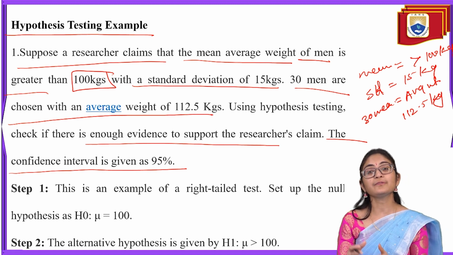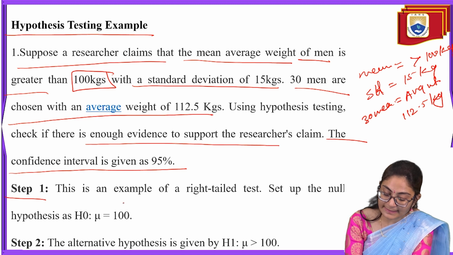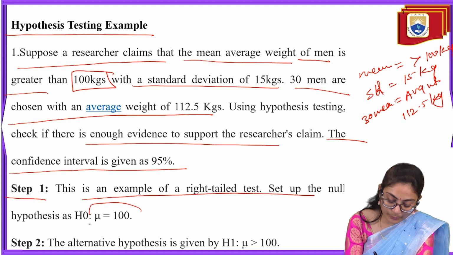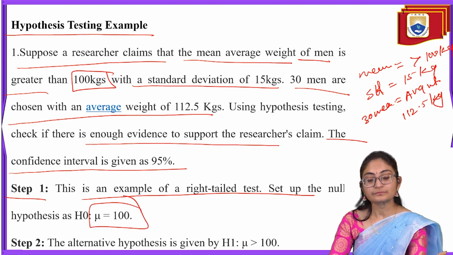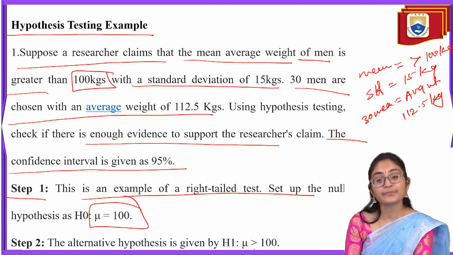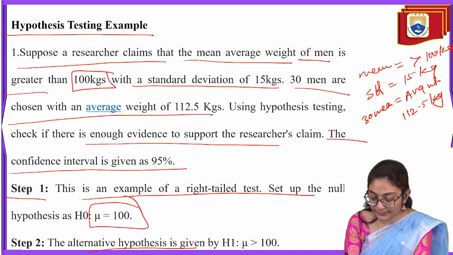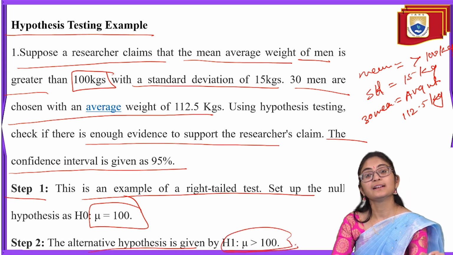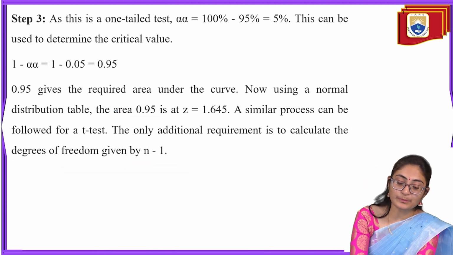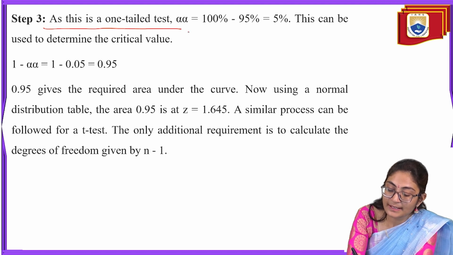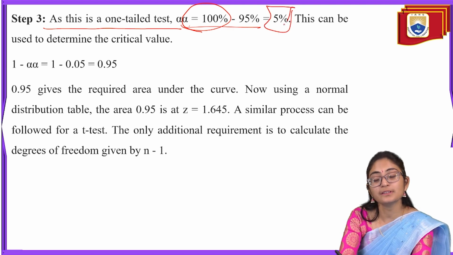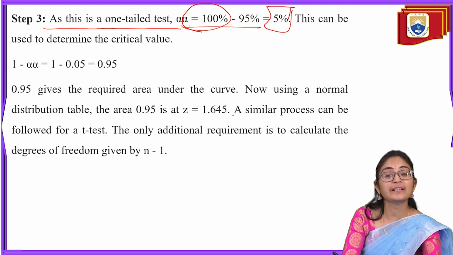Now we will go step by step. First step: this is an example of a right tail test. Set up the null hypothesis H0: mu is equal to 100. Then step 2, set up the alternative hypothesis, which is mu is greater than 100. Now step 3: as this is a one tail test, your alpha value is 100% minus 95%, that means 5%. This can be used to determine the critical value.